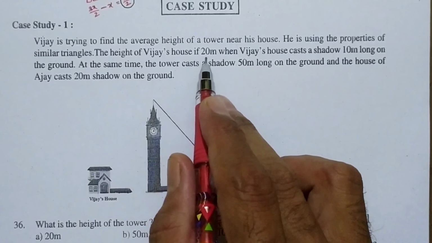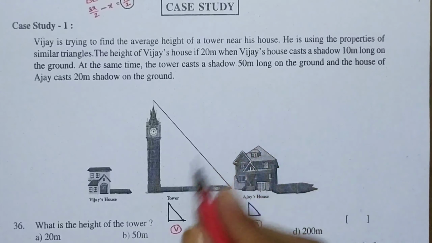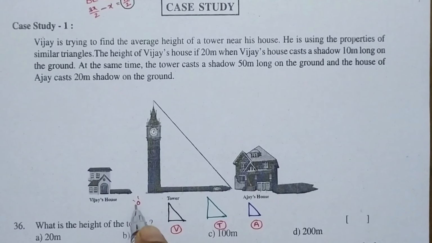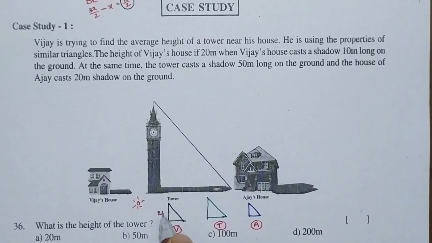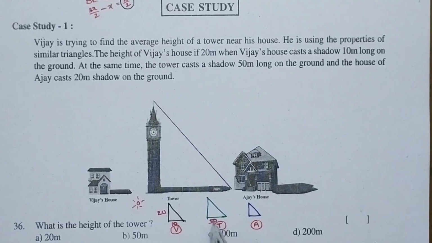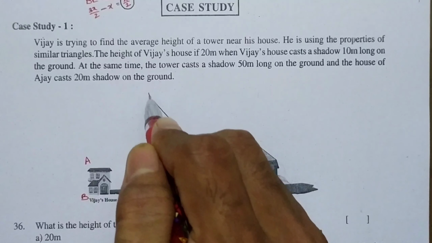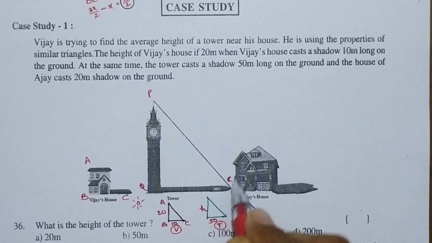Here Vijay house is 20 meters when Vijay house casts a shadow of 10 meters. Let us assume that here is the sun, the position of the sun. So if it is 20 meters and the shadow is 10 meters, now at the same time, if the tower shadow is 50 meters, then we have to find the height of the tower. Clearly all the angles are 90 degrees. Here I am taking, for example, A, B, C as Vijay's house, P, Q, R as the tower.